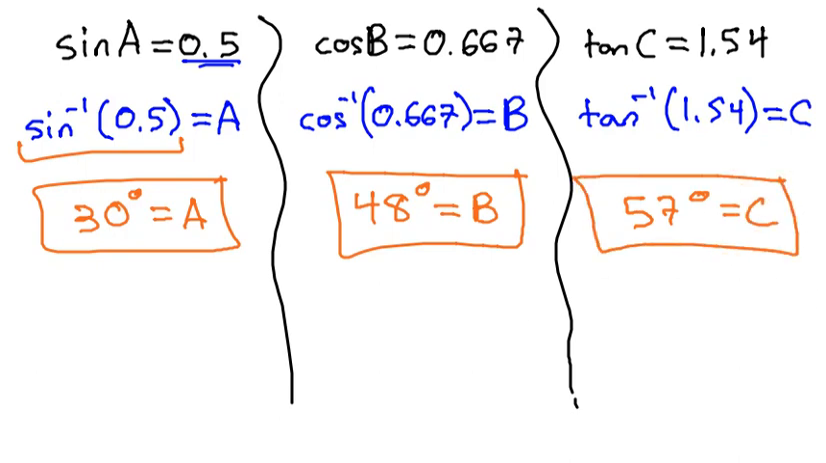So, you want to make sure you know how to use either your calculator or your trig table to find the angle if we're given the ratio. We're told it's 0.5, so do the inverse to get 30 degrees.